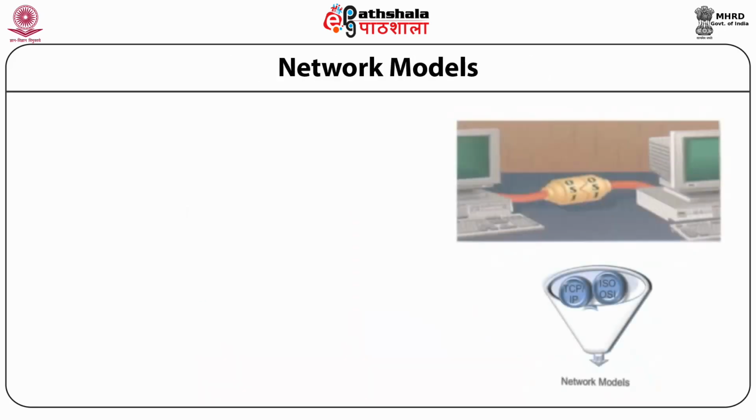Let us discuss the evolution of various models. I will be using protocol and models interchangeably because some of the protocols are known as models also. In 1974, the major IT company IBM built their own network, which is called SNA, System Network Architecture. This was a proprietary model used only by IBM.